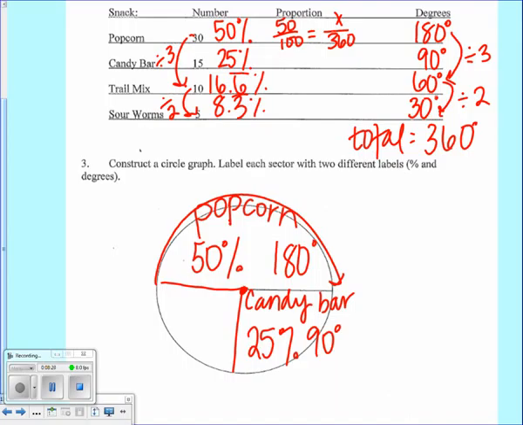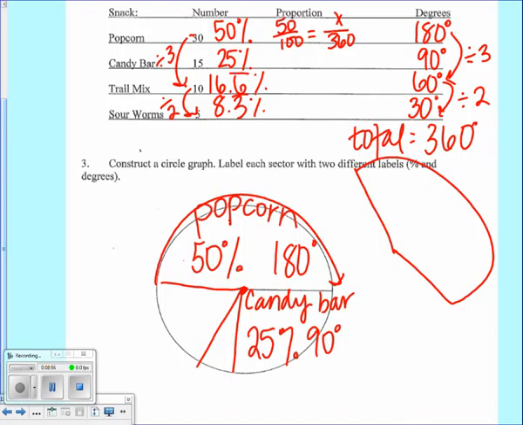And then for 60 and 30 degrees, which is our trail mix and our sour worms, I'm just going to estimate that this is about 30 and this is about 60. Okay? You're not going to have a protractor, so just guesstimate and do your best. Now, if you told me this was 60%, I would be like, oh no. Or if this was 60 degrees, I'd be like, oh no, that's a bad guesstimate. It has to be realistic, okay?